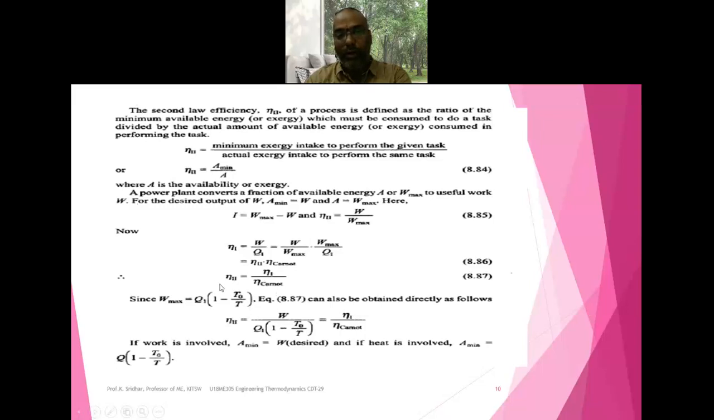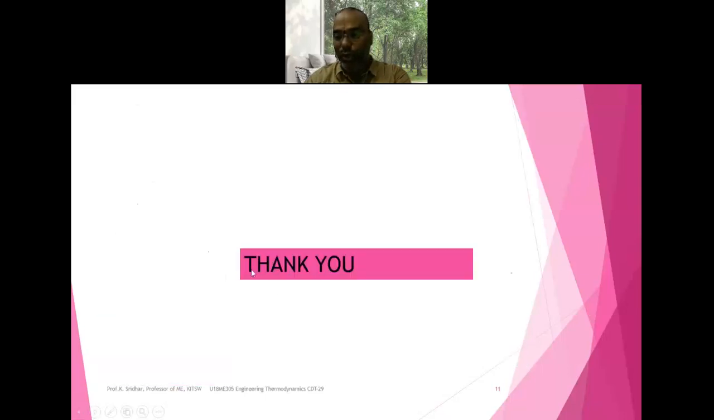And here another very important equation, 8.87, is the relationship among first law efficiency, second law efficiency, and Carnot cycle efficiency. In what way is second law efficiency different from the Carnot cycle efficiency and from the first law efficiency? Here we can find the relationship. The second law efficiency is equivalent to first law efficiency divided by the Carnot cycle efficiency. That is, if you want to calculate the second law efficiency, then the first law efficiency should be known to you, and similarly the Carnot cycle efficiency also should be known to you.